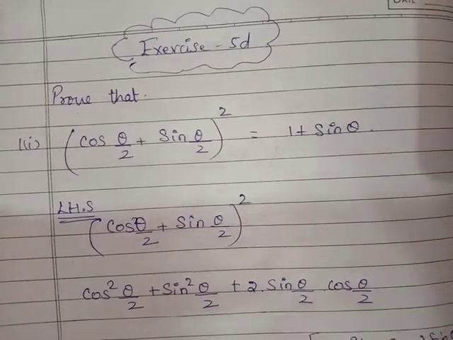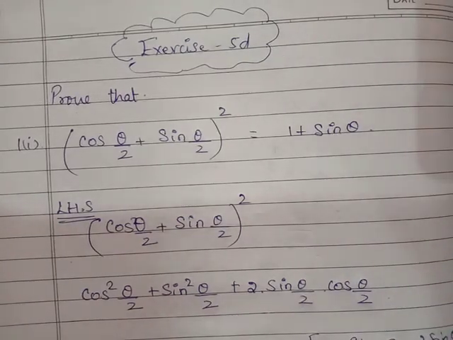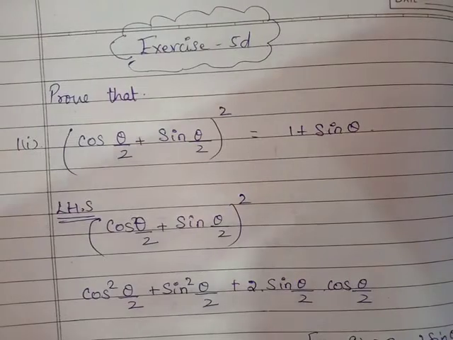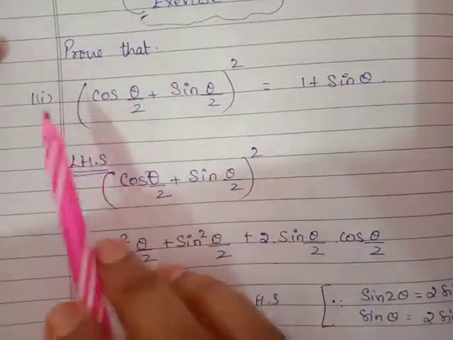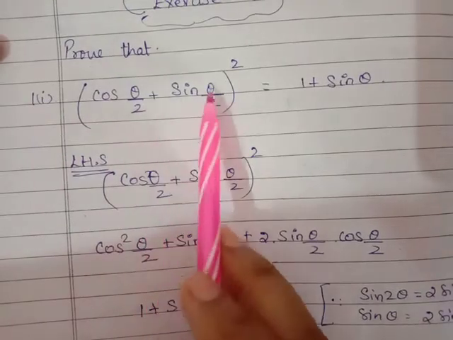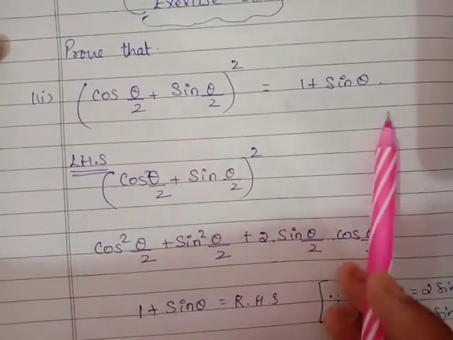Good morning, class. Today we shall start with exercise 5D. We shall do till question number 10 of this exercise. Prove that (cos theta by 2 plus sin theta by 2) the whole square equals 1 plus sin theta.